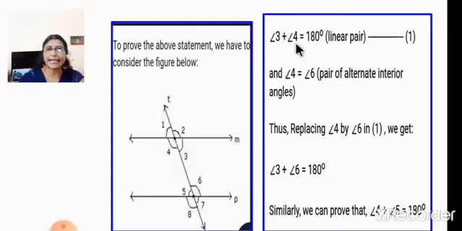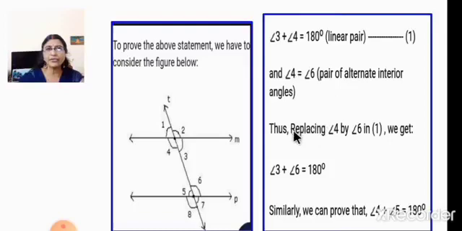Angle 3 plus angle 4 is equal to 180 degrees, which is a linear pair. You can see here, angle 3 is here, angle 4 is here. So when you add these two, you will get 180 degrees as they form a straight line. So it is a straight angle. It is a linear pair. So angle 3 plus angle 4 is equal to 180 degrees. And angle 4 is equal to angle 6. Just now we have proved that alternate interior angles are equal. So we can write angle 4 is equal to angle 6.